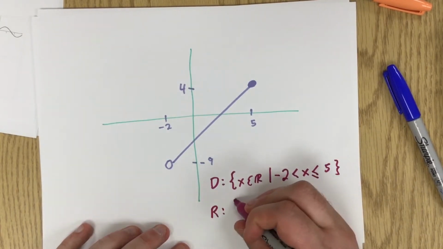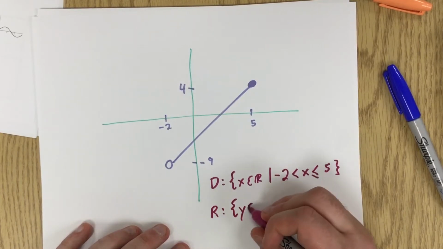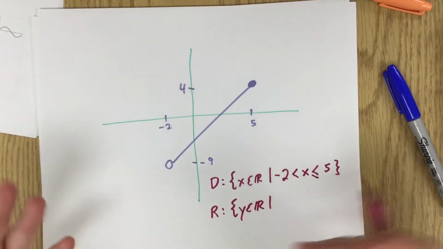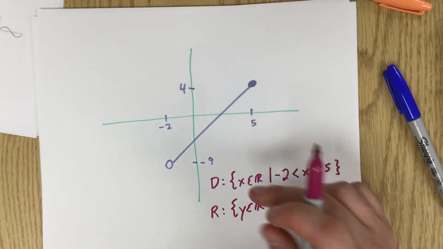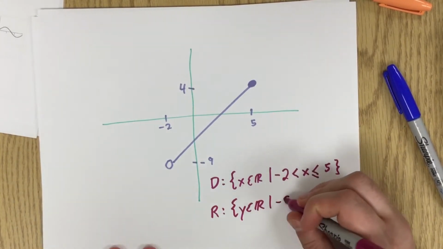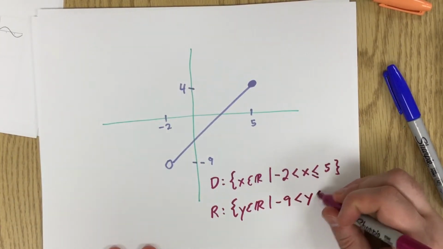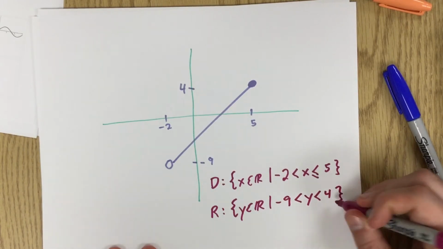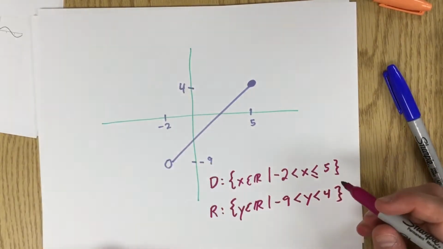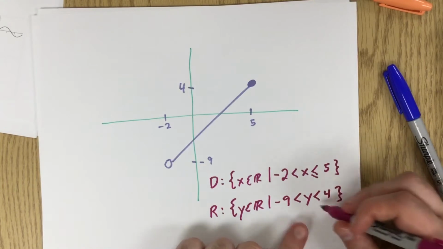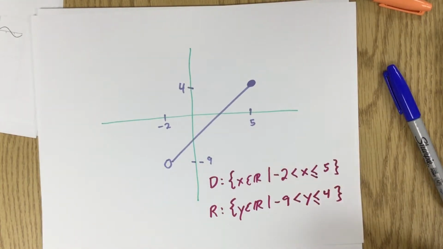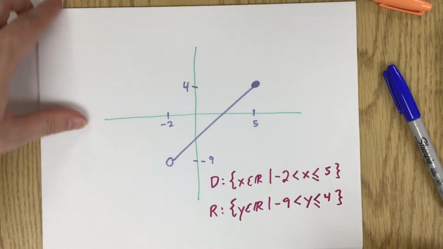The range is kind of a similar situation. y could be any numbers, just real numbers between a certain range. It goes from -9 to 4. From -9 to 4 is the range, but it can't be equal to -9, but it could be equal to 4. That's our domain, that's our range.